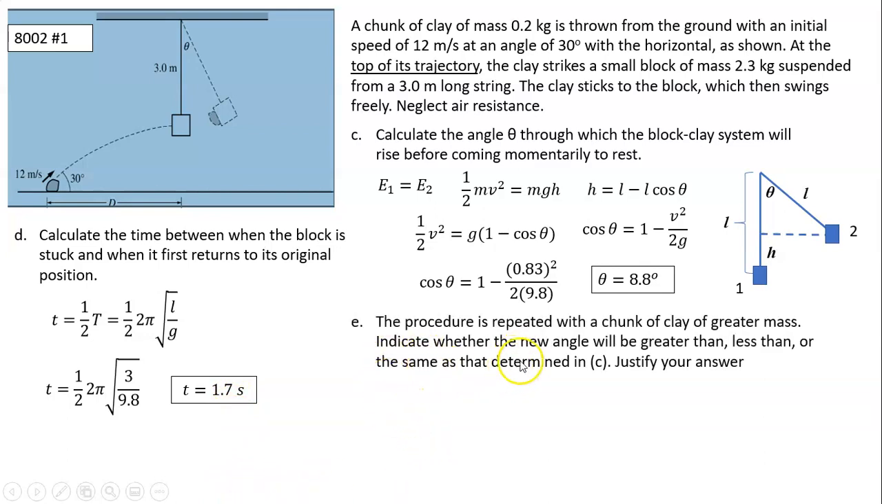Part E, the procedure is repeated with a chunk of clay of greater mass. Indicate whether the new angle will be greater than, less than, or the same as determined in Part C. Is that bigger than 8.8 degrees, less than, or the same? Justify your answer. Think about it. If the clay is bigger, you're still launching with the same speed. That means it will have a bigger momentum when it comes in. With that bigger momentum, when it collides with the block, the clay-block system will have a greater kinetic energy. As a result, it will rise higher, so the angle would be higher.